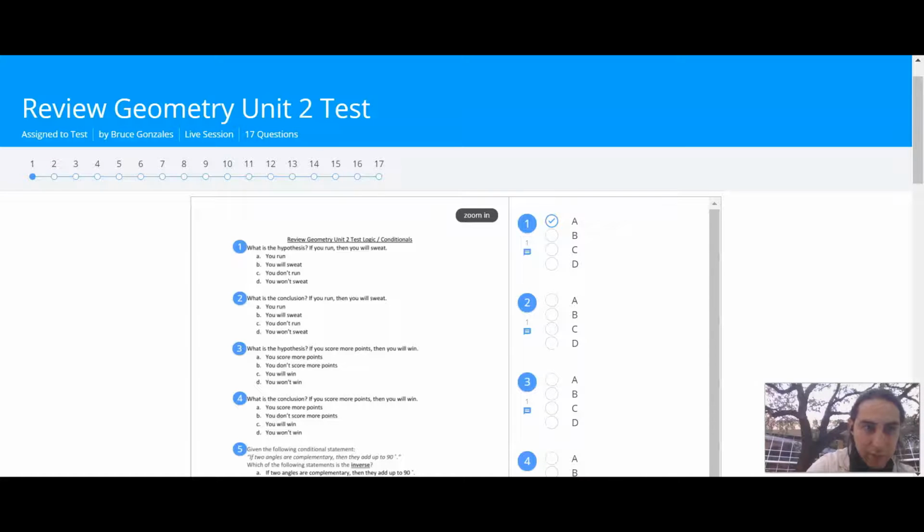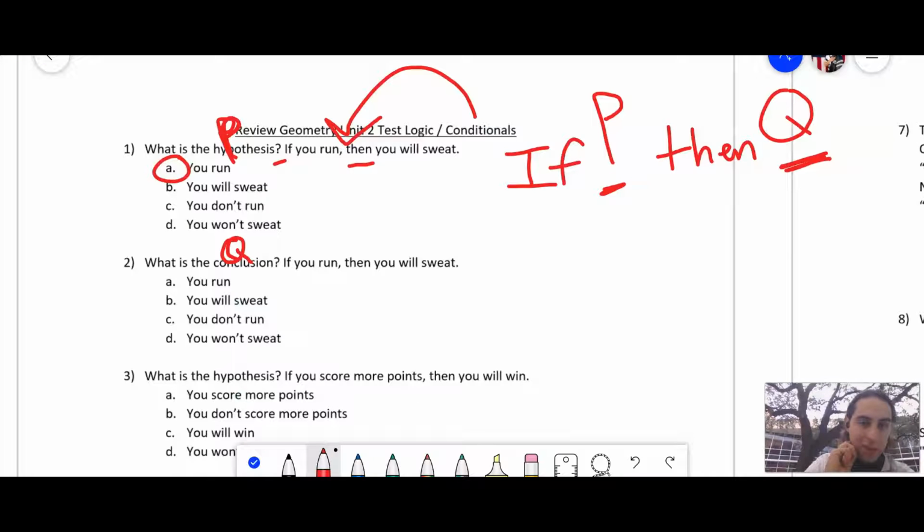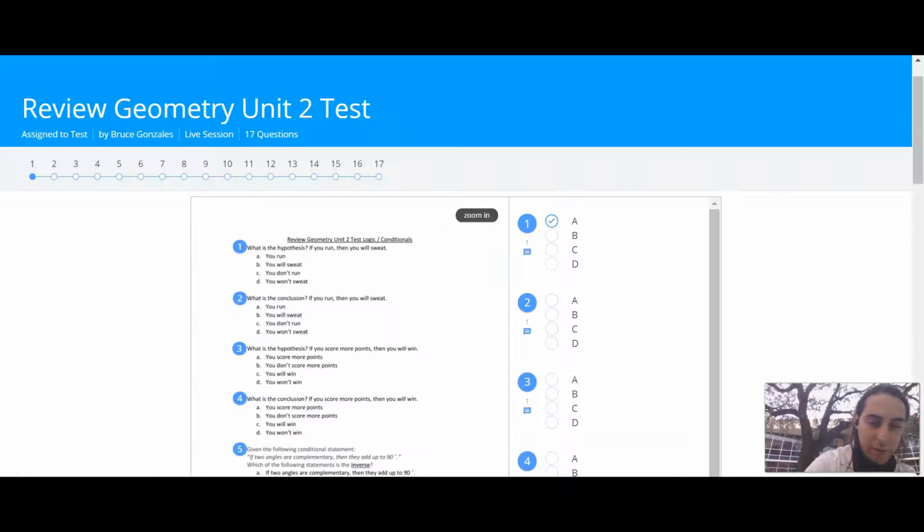Number 2, okay, what is the conclusion? If you run, then you will sweat. So again, we got if, then, here's my P, here's my Q, right? So the Q is the last part, and that's the conclusion. You will sweat. So what's the conclusion? B, you will sweat. Okay? So 2 will be B. Cool?